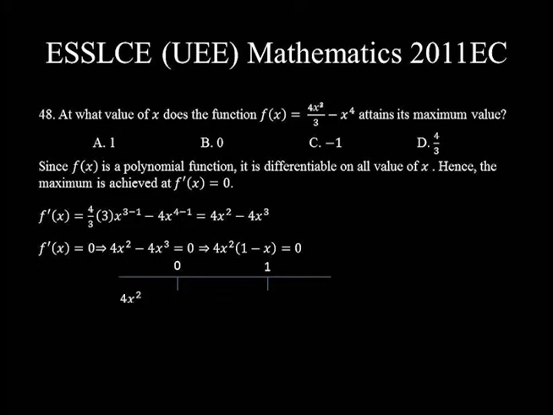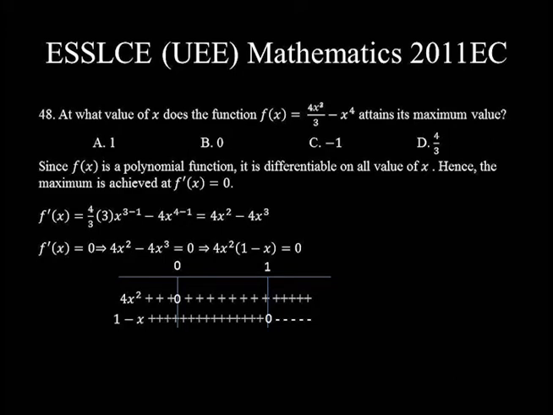4x squared is positive when x is less than 0. It is 0 when x is equal to 0. Again positive when x is greater than 0. 1 minus x is positive when x is less than 1. It is 0 when x is equal to 1. And negative when x is greater than 1.